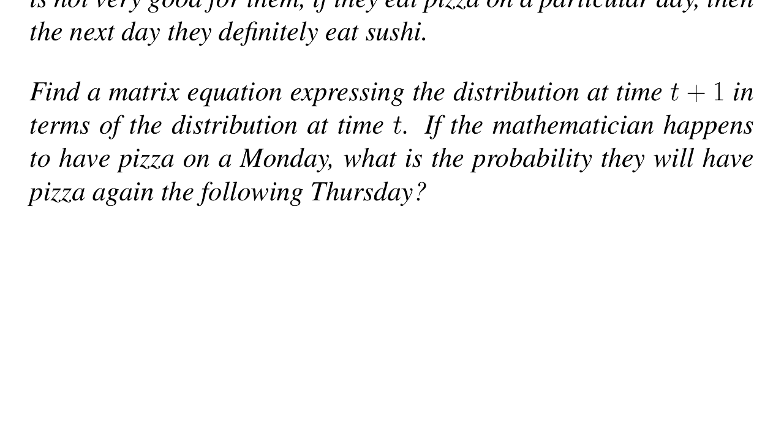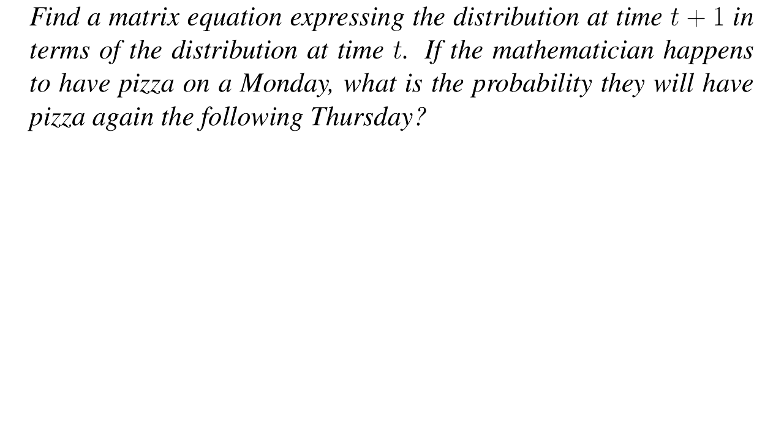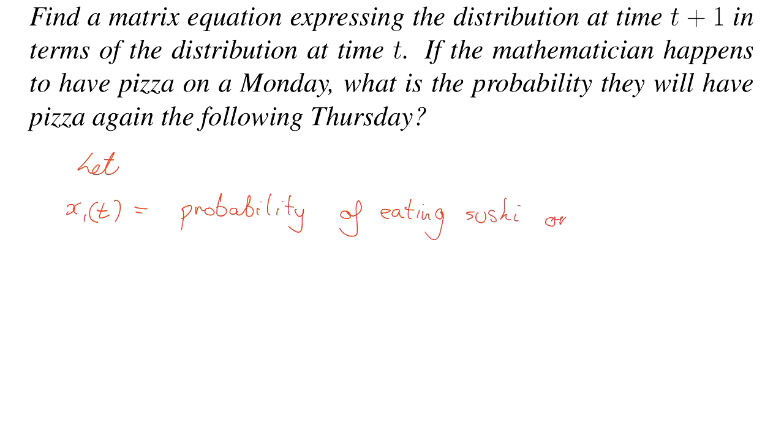All right, so there's going to be an x1 of t, which you can define to be pizza or sushi, whatever you like, but let's define it to be something concrete. So let's say x1 of t is the probability of eating sushi on day t, and x2 of t is pizza.